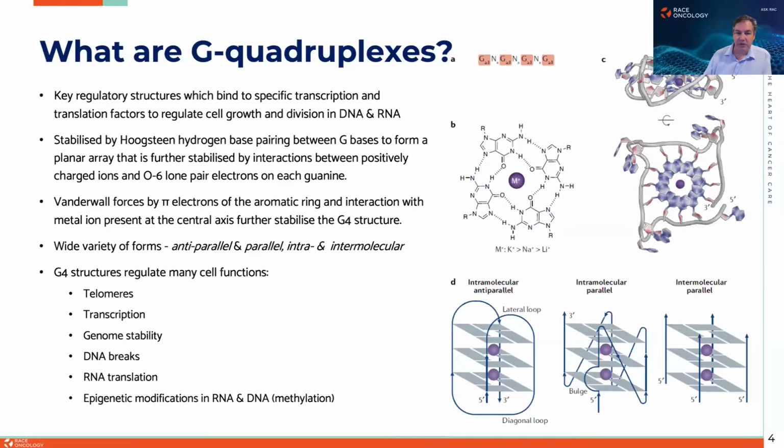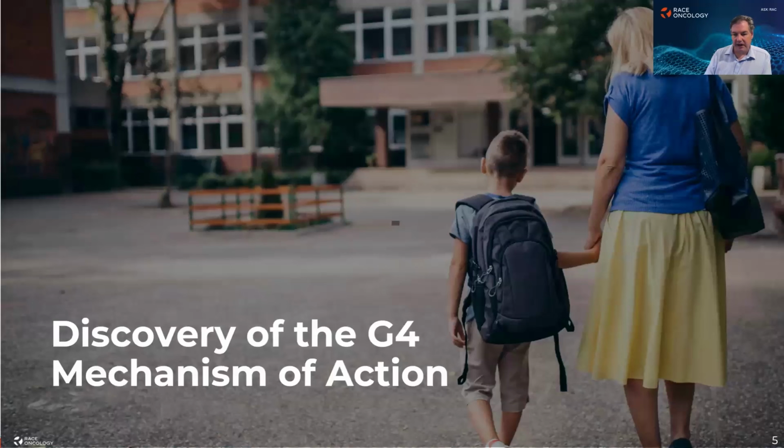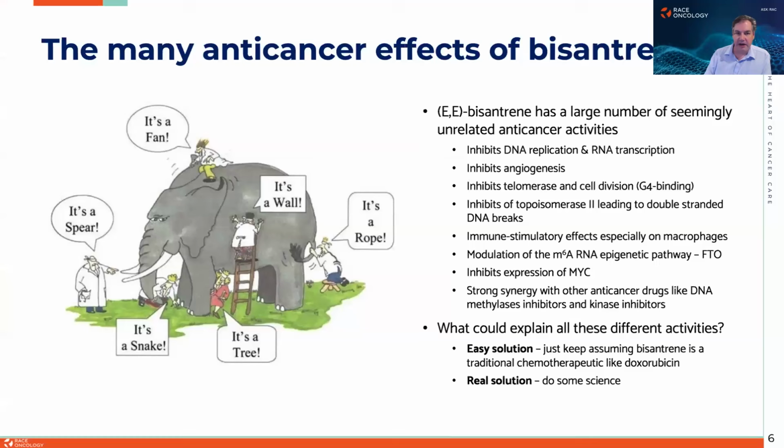And depending on the particular drug that binds to them, you will have different effects. And that's one of the reasons why different G4 binders behave differently to one another. They don't all bind the same way to the same G-quadruplex structures. So how did we make this discovery? I can't say it was easy. It took a long time.